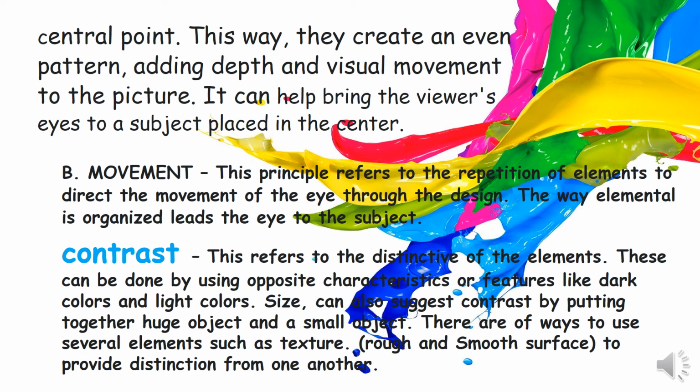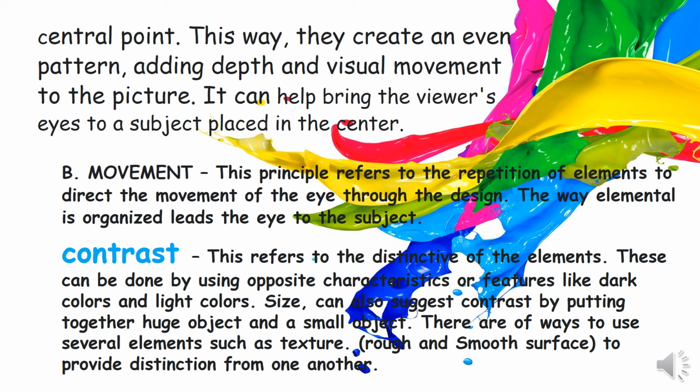This principle refers to the repetition of elements to direct the movement of the eye through the design. The way elements are organized leads the eyes to the subject. Contrast. Contrast refers to the distinctiveness of the elements. This can be done by using opposite characteristics or features like dark colors and light colors.